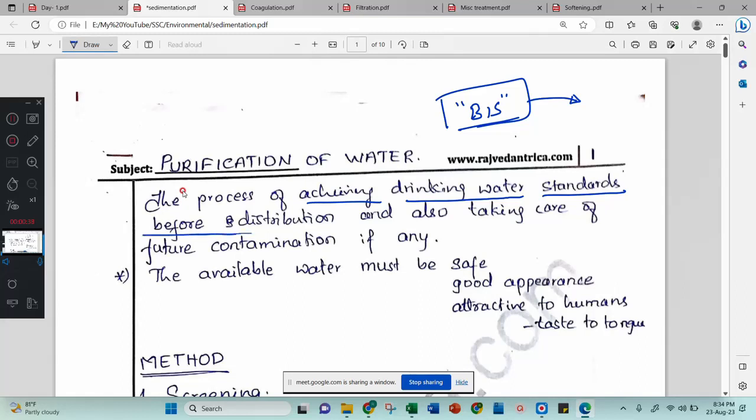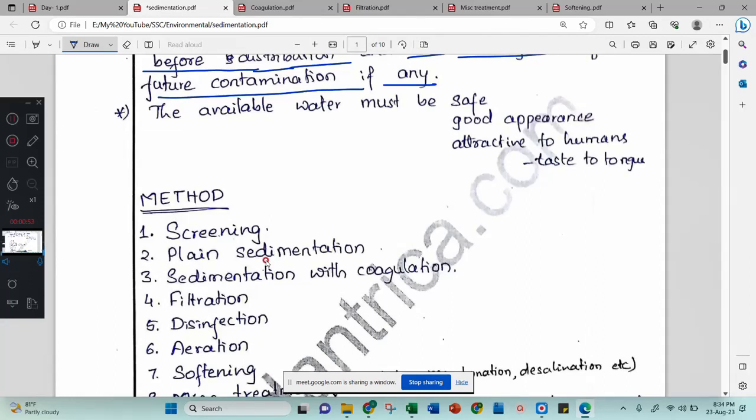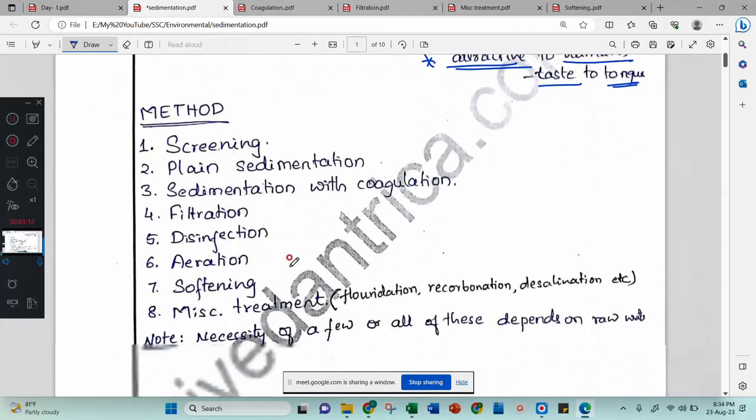For that, before distribution, and also we have to take care of the future contamination if any. For this purpose, we will be doing the purification of water. Then the available water must satisfy these 3 points. The first one is good appearance. Water should be good in appearance and it should be attractive to the human taste, tongue. These 2 points we have to consider, and we have to design a treatment plant.